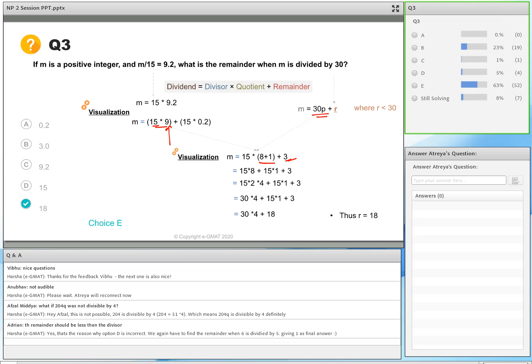If I break 9 into 8 plus 1, what do I have? I have 15 times 8 plus 15 times 1 plus 3. Now what is 15 times 1 plus 3? This is simply 15 plus 3, that is 18.